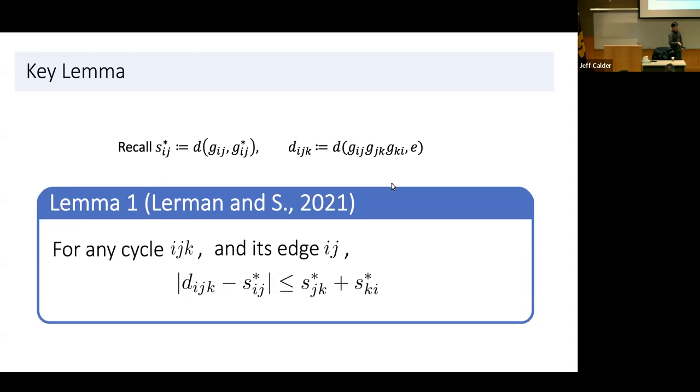The motivation of this line of work relies on a critical lemma. Recall these two definitions, and we can relate this Dijk and the Sij star that we want to estimate by this kind of inequality. It's similar to a triangle inequality, but not exactly the same. It says that if you use Dijk as an estimator of Sij star, then this estimation error must be bounded by the corruption levels of the other two edges in that cycle. Make sense?